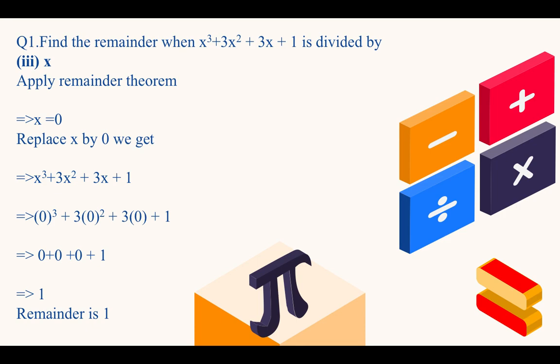In the previous exercise also I have told you all, if you replace x by 0, then the answer, or the remainder, will always be the constant term only. So the remainder is 1. Therefore, x is equal to 0 is not a 0 of this polynomial.